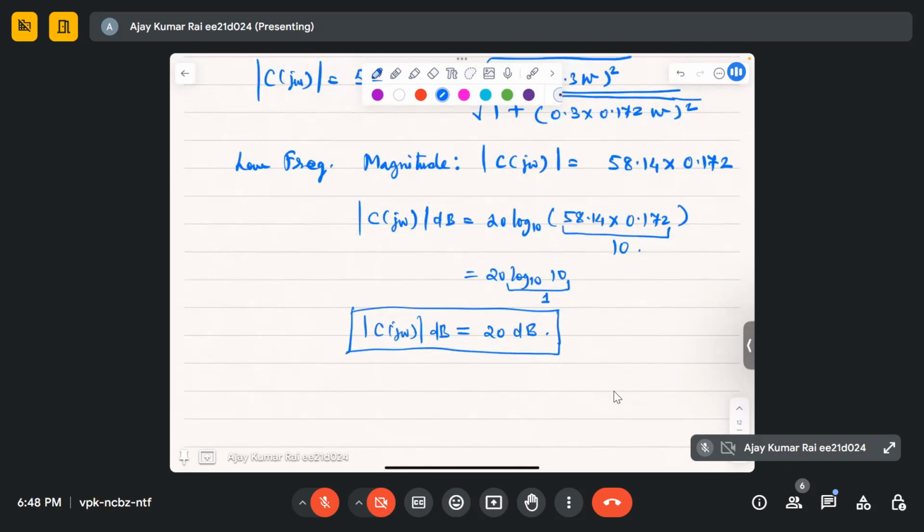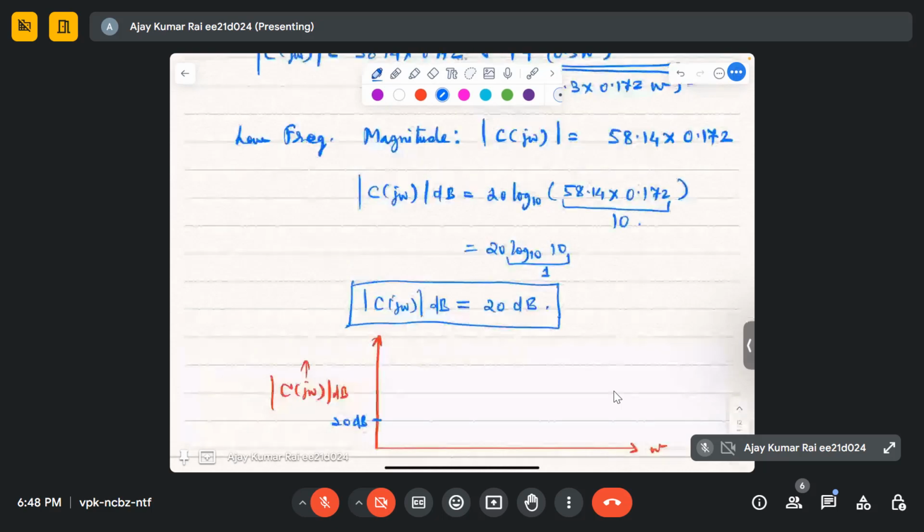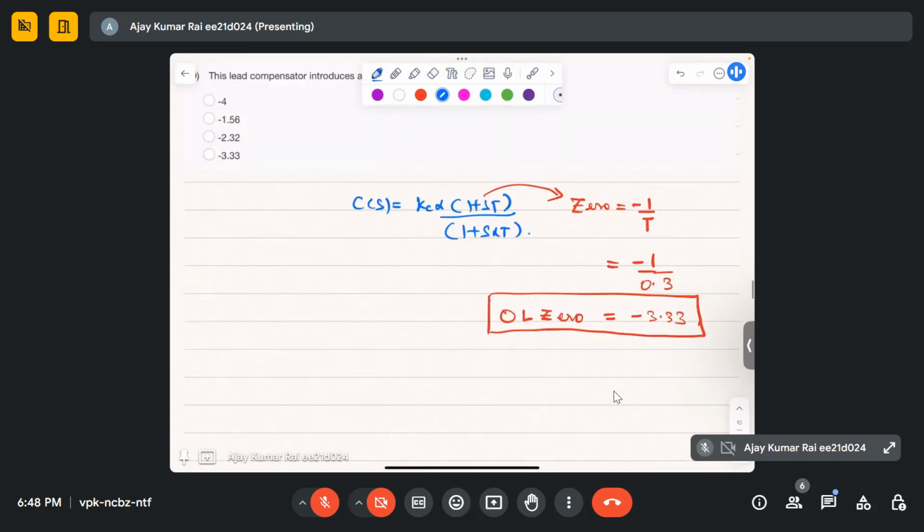Okay, so let's plot the Bode plot for this. Because we have calculated, it will start from 20 dB, right? Because we just now calculated the low frequency region. So this is 20 dB. And what are the corner frequencies?